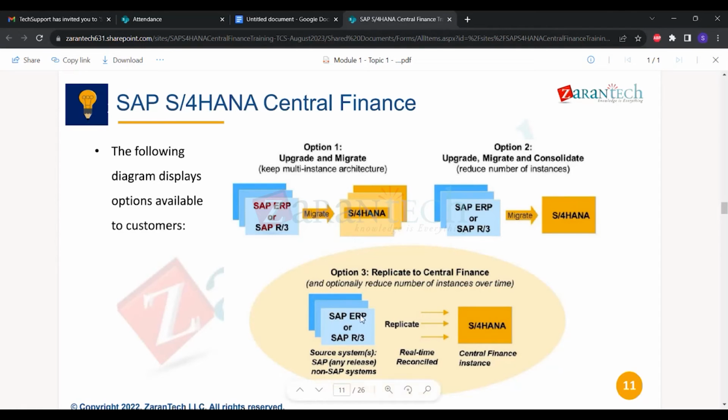So it's not only that SAP ERP or non-SAP ERPs can be migrated to central finance. Even if the business is already using SAP S4 for some of their entities, they can also migrate to a separate central finance for the group reporting perspective.